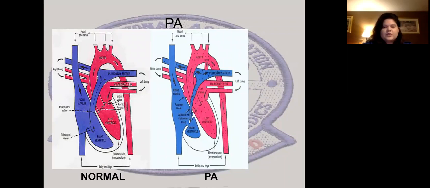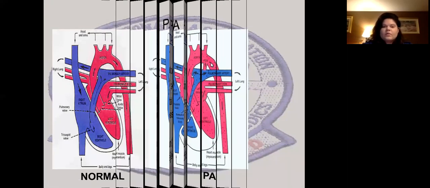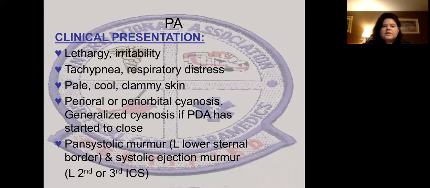You have your normal, and as you can see, the blood flow is just extremely confused as to where it's going, right? Their clinical presentation: they'll be a tad bit lethargic, a little bit irritable, tachypneic. The most important one to remember about this: periorbital, generalized cyanosis if the PDA has started to close, and they'll have that pansystolic murmur as well. And that can be heard at the 2nd or 3rd intercostal space.